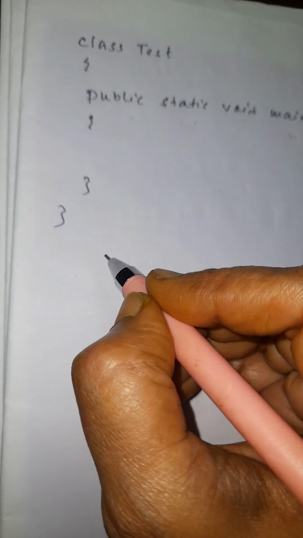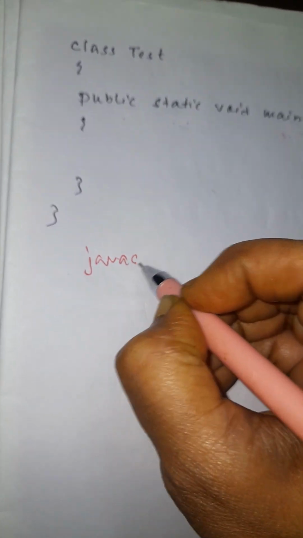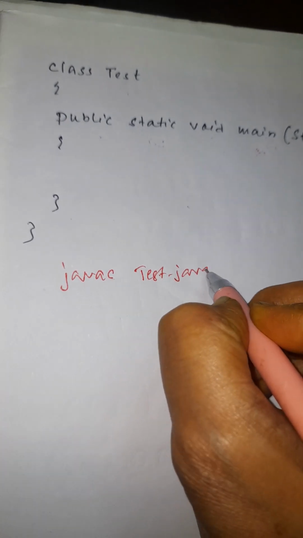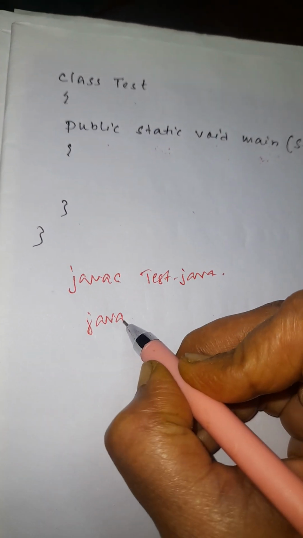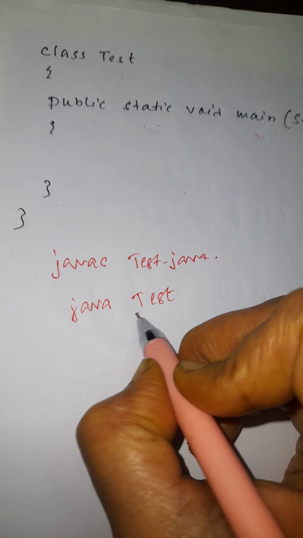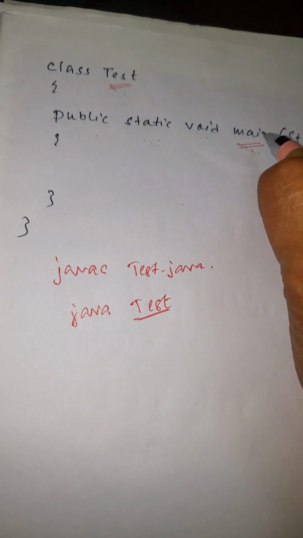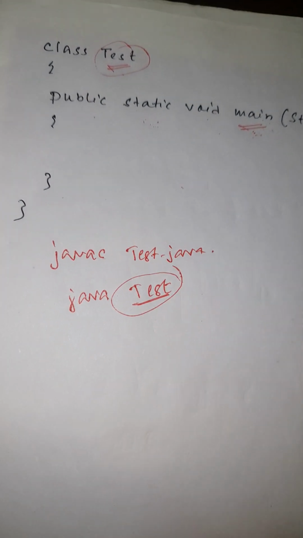Now one more question: when is this main method called? When you execute your program. Normally we first compile our program with the help of javac. My file name may be test.java, this is the compilation. After successful compilation we do like this: java and then the class name. Which class name? The class within which you declared your main function. You should use this class name when you execute your program.